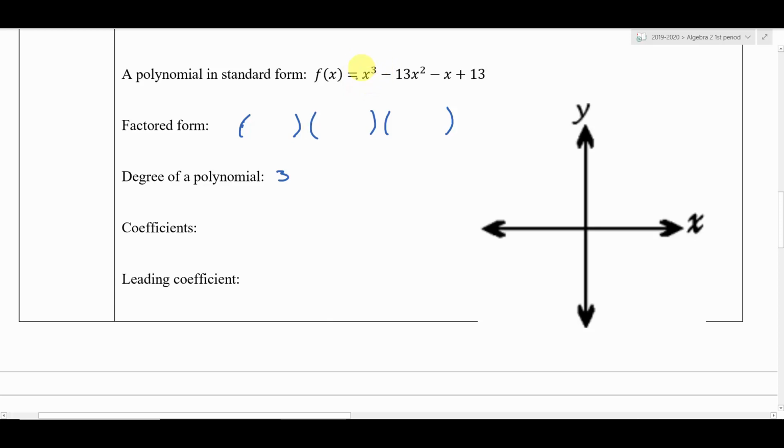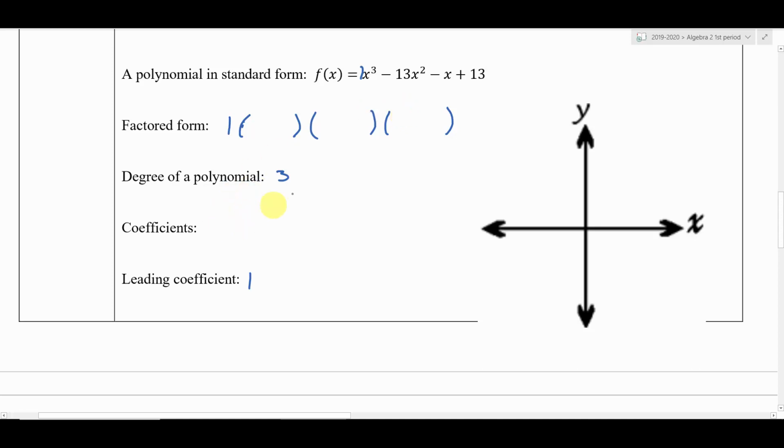Also notice in this one, the highest degree term is this x cubed, and the number in front of it is a 1. So that means that the leading coefficient is going to be 1, which means we're going to have a 1 in front of the factored form, right? So it'll be 1 times parentheses times parentheses times parentheses, okay?